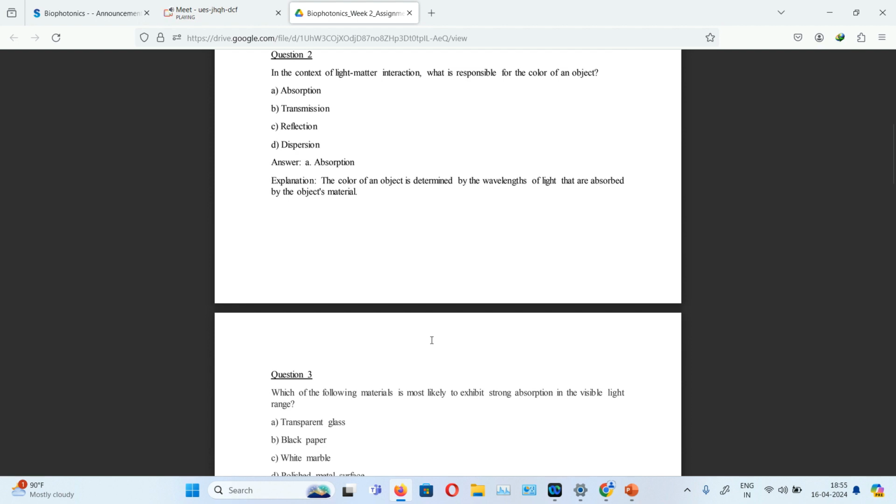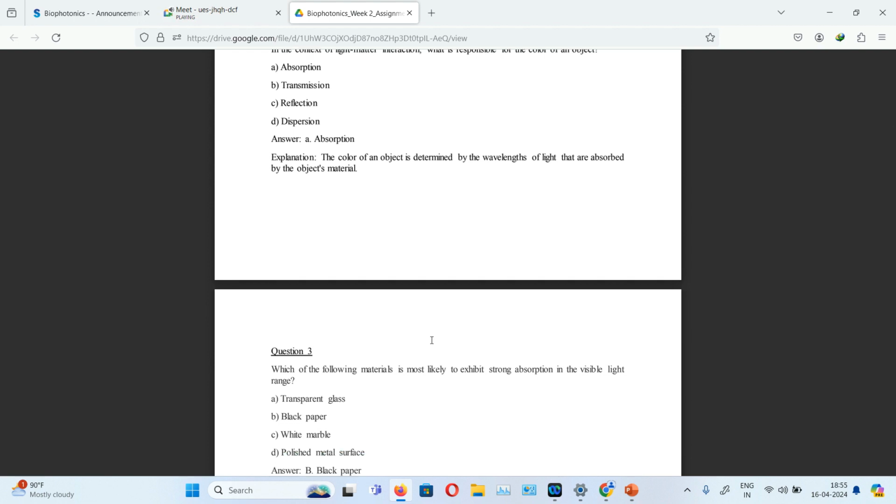See the other option. White marble. Why are we seeing the color as white? Because most of the light is reflected by it. So when white light is incident on a marble, we see it as white. So what's the reason? It is not absorbing all the color. We are seeing most of the color back, so we will see it as white.